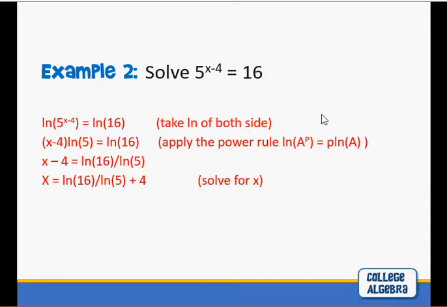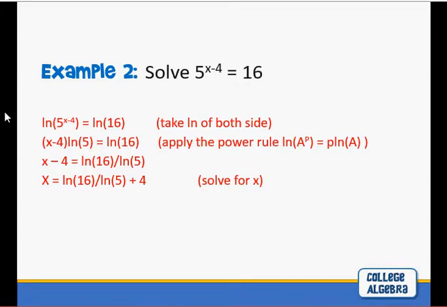Okay, here's one more example of this type of equation. The exponential part's already isolated, so you can go ahead and take a log of both sides. I, again, stuck with natural log. If you like common log, use it. You drop the power to the front. This time the power is not just x, it's x minus 4. I drop the entire power to the front, put it in parentheses to show it's the whole thing, times the natural log of 5 equals natural log of 16.